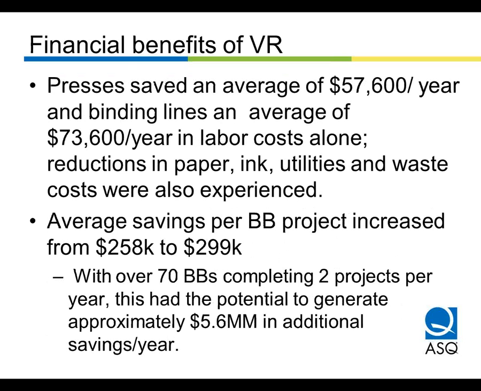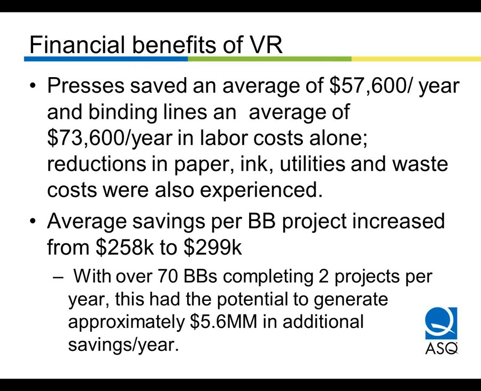There were many financial benefits as well. Those press teams that received gold certifications saved an average of over $57,000 a year, and the binding lines an average of over $73,000 a year in labor costs alone. They also saw reductions in paper, ink, utilities, and waste.